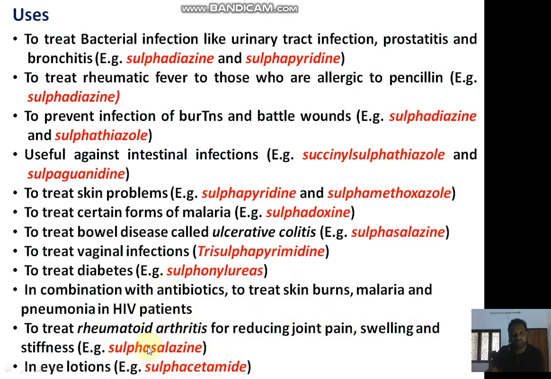And these sulfur drugs were a component of many eye lotions. So these are the important uses. So you remember 2-3 uses that will be useful to you.